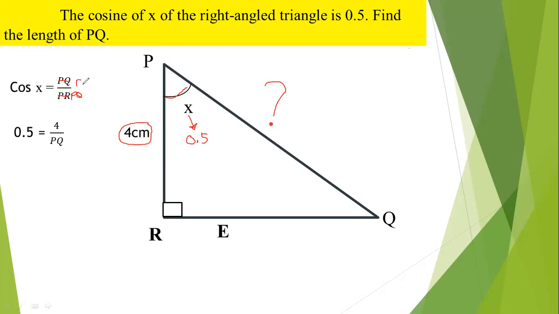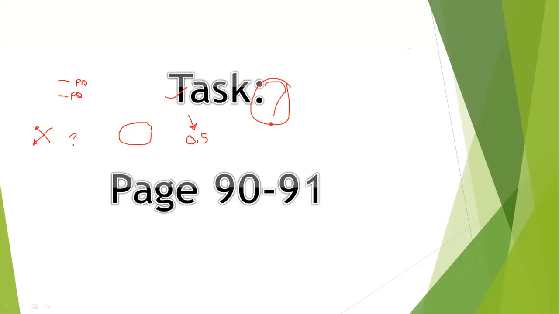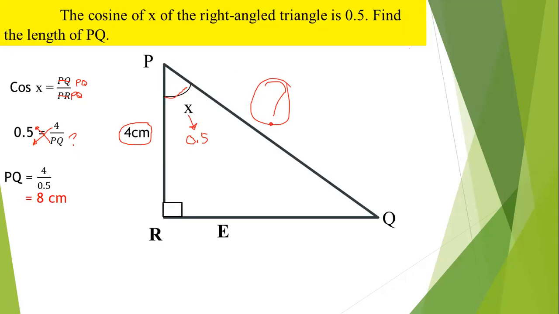Since your PQ is unknown, we can use the cross multiplication method to set the ratio and get the value of PQ. So PQ equals 4 over 0.5, and if you divide that, it is equivalent to 8 centimeters. Therefore, your hypotenuse there is 8 cm.